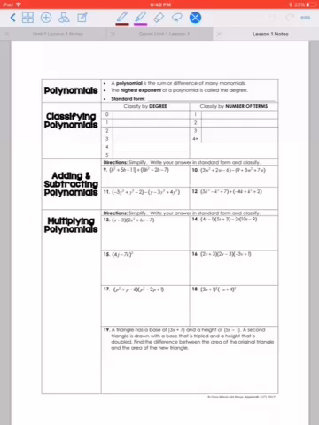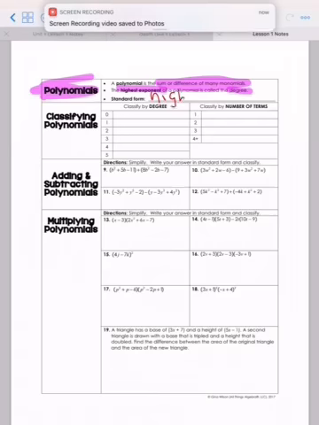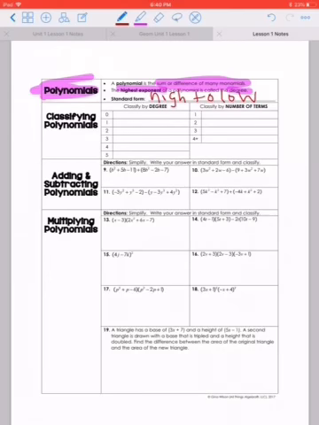Okay, those are all monomials. So a polynomial is going to be the sum or difference of many monomials, okay? The highest exponent of your polynomial is called the degree. In standard form, you write degrees high to low. All right, that's standard form, high to low, okay?